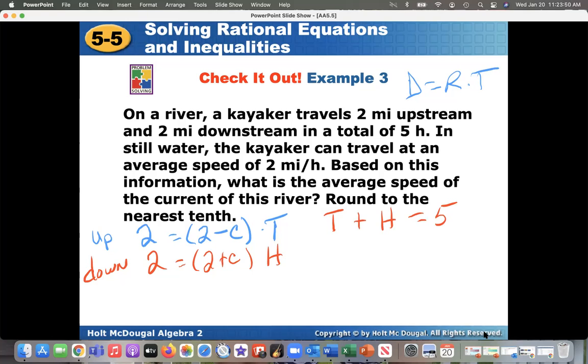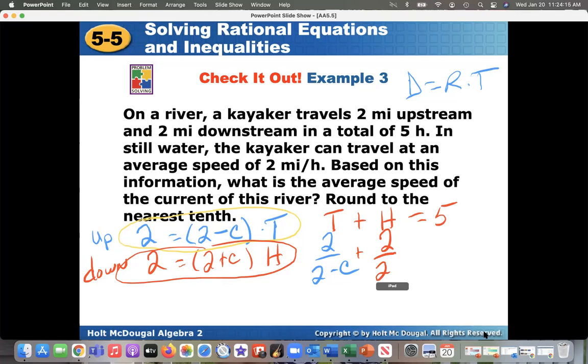Well, if I solve this equation right here for T, I believe T is 2 over 2 minus C, isn't it? Any question to that? And if I solve this equation for H, I'm going to get 2 over 2 plus C. And then that should equal 5. So that's that equation we're going to have to solve here.